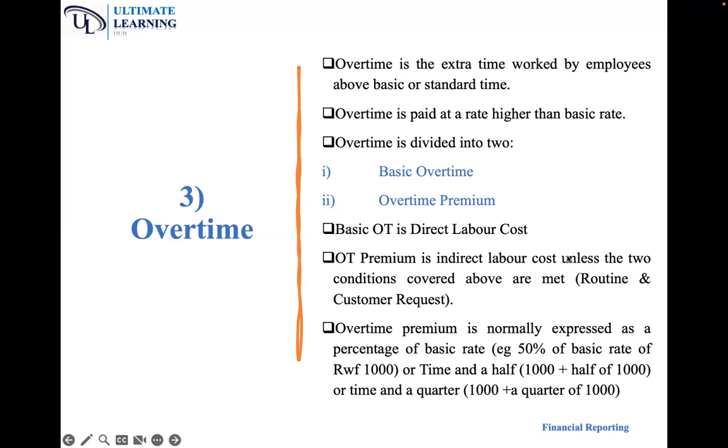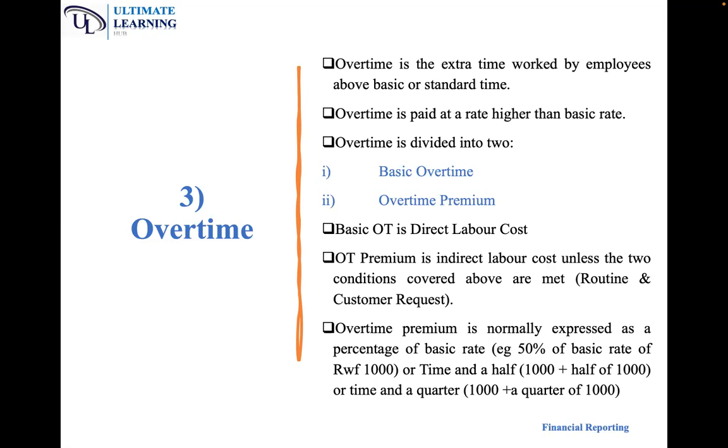Overtime premium is indirect labor cost unless the two conditions are met. What are the two conditions? One, overtime working is routine, and number two, it's the customer who has requested you to work overtime. So if either of these two conditions is met, overtime premium is treated as direct. If these conditions are not met, overtime premium is treated as indirect. I'm repeating because I know that's important.